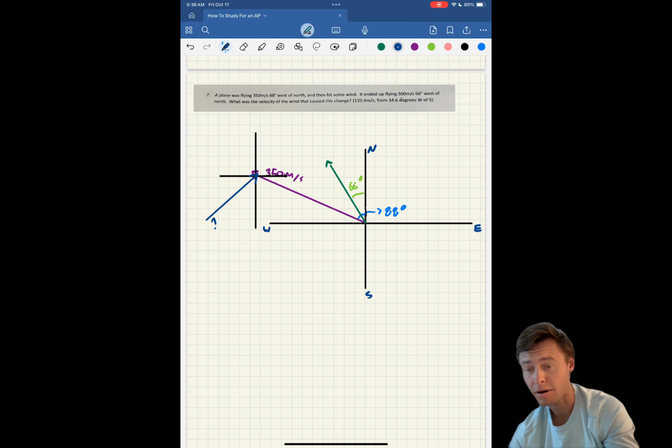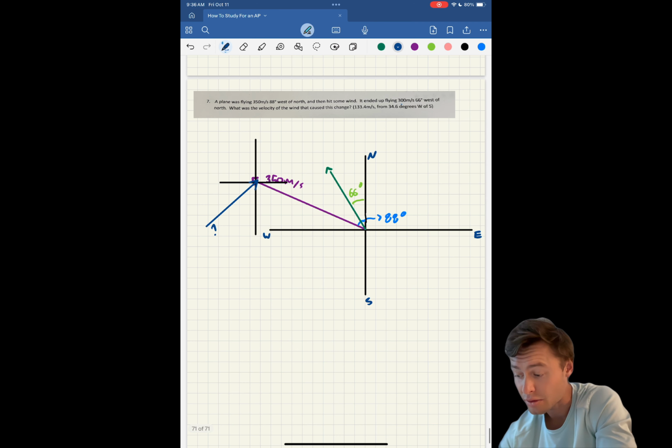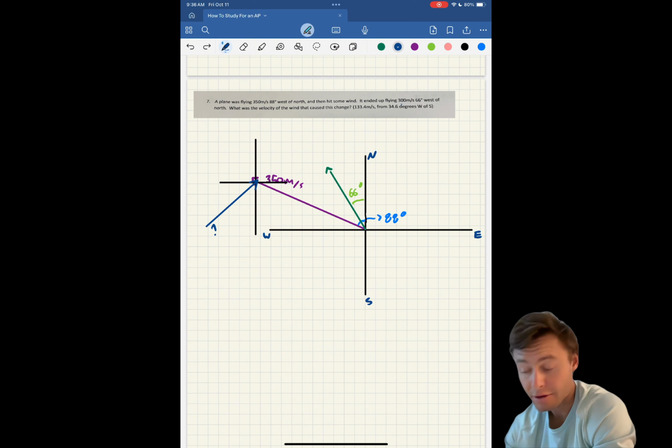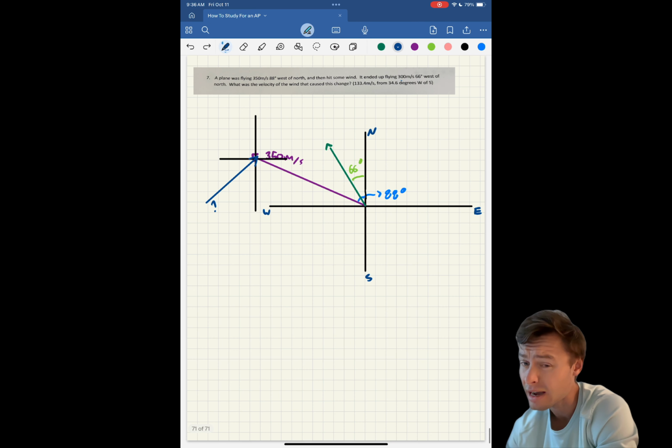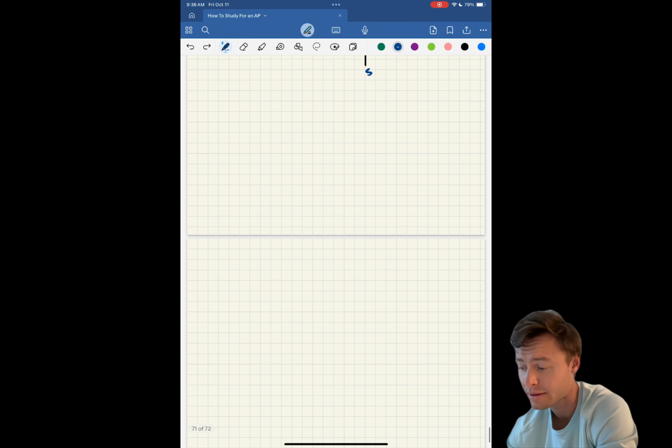So to set up this problem, the first thing that you need to know is what is west of north, right? So 88 degrees west of north, you start at north and you go 88 degrees left. Okay, then we need to know that based on its new trajectory after it hits the wind, the wind must have been coming from the bottom left up to the top right. Okay, so now where's the math involved in this? This is just the initial setup.